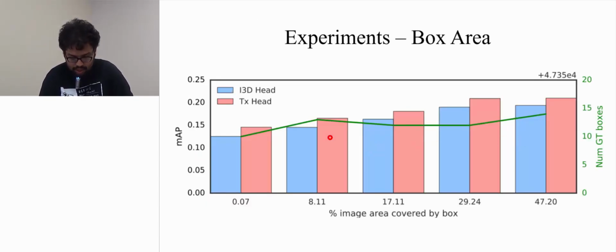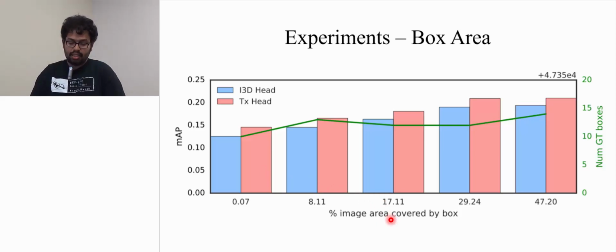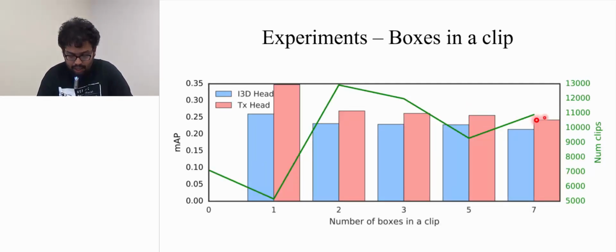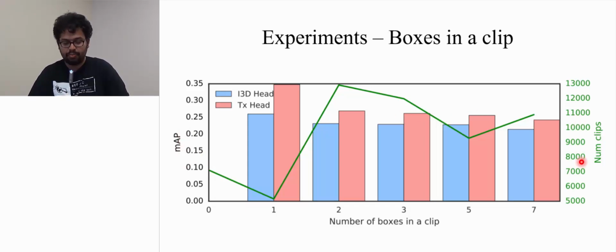Here is the analysis of the percentage of image covered by the box, where they say that the larger the number of people in the frame, the better the performance of their proposed approach. And here it represents the number of boxes in a clip with respect to the mean average precision value, and here it represents the number of clips per class in the total video set.